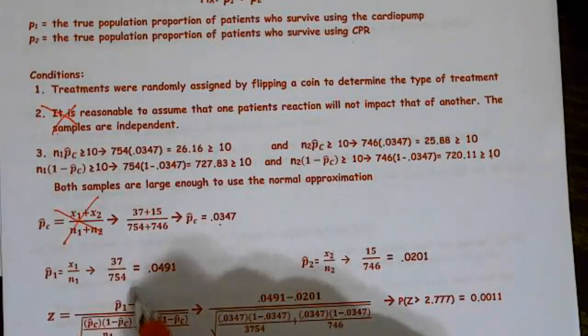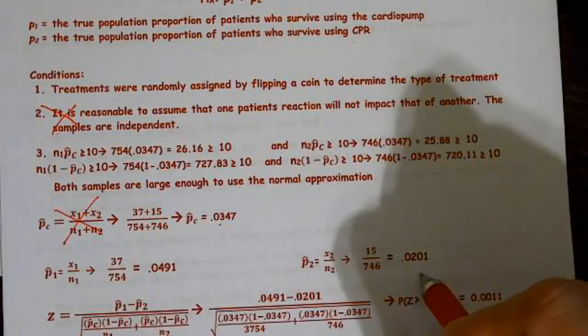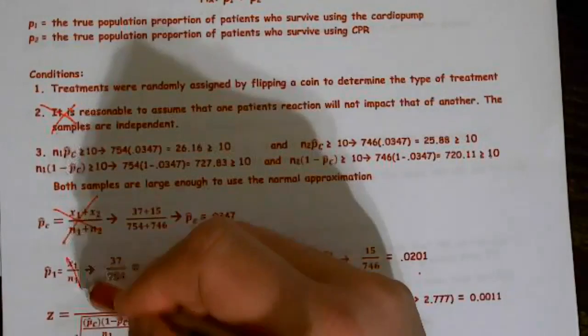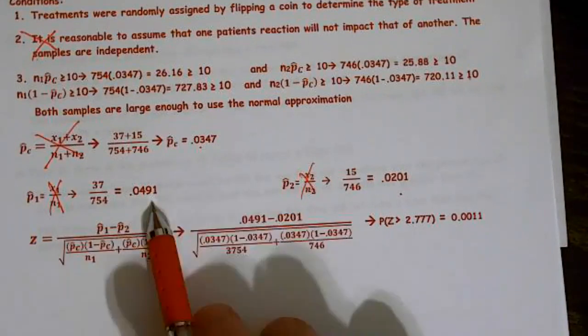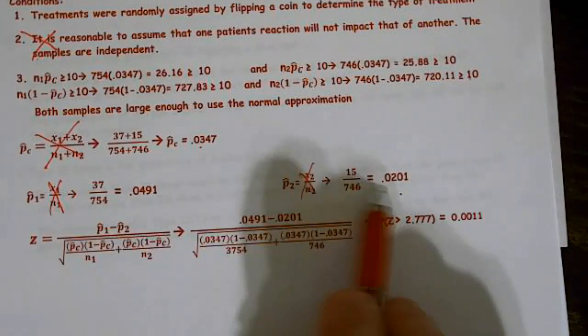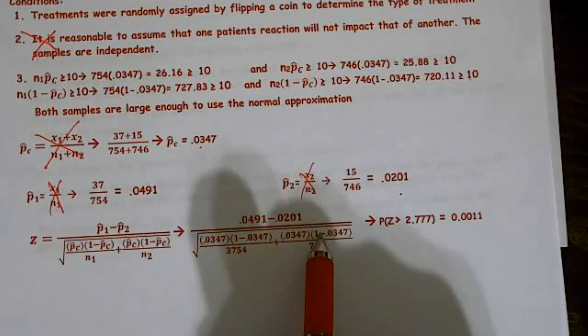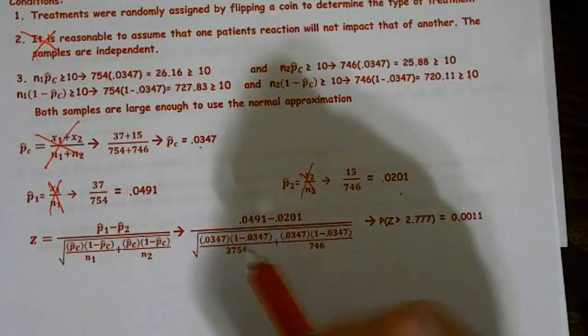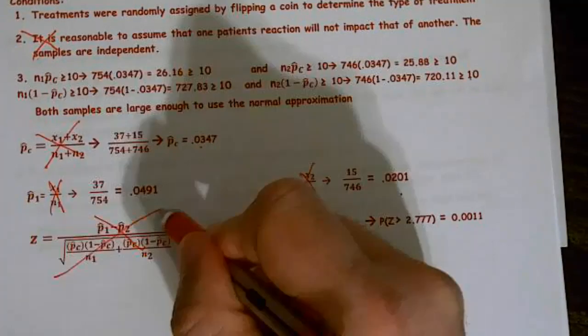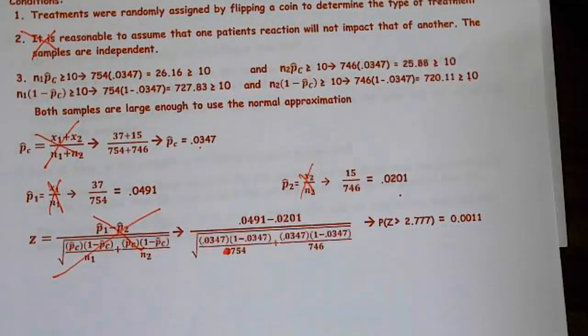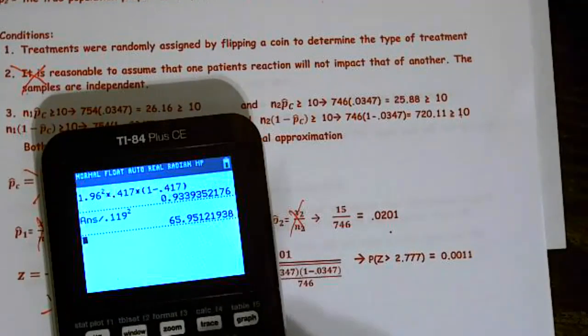Remember, we cross out our formulas. All right. And then P hat 1 is 37 over 754. P hat 2 is 15 over 746. We cross this out and we cross that out. We plug into our formula. 0.049 minus 0.021. And then we plug into our formula here using our P hat C and 1 minus that. Somehow there's a 3 there. That is not correct. We're going to cross that out just in case we have a typo. We previously named our test as a 2 proportion z-test because that's what we're running.